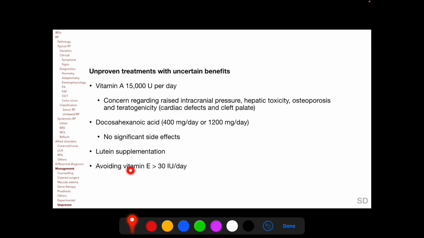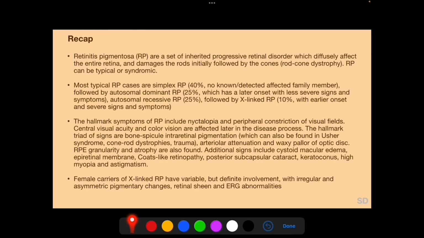and avoiding vitamin E. To recap the salient points, retinitis pigmentosa or RP describes a set of inherited progressive retinal disorders which diffusely affect the entire retina and damage the rods initially followed by the cones, and so are known as rod-cone dystrophy. RP can be typical when it is not associated with any other extraocular manifestations, or syndromic when RP is part of a characteristic syndrome.